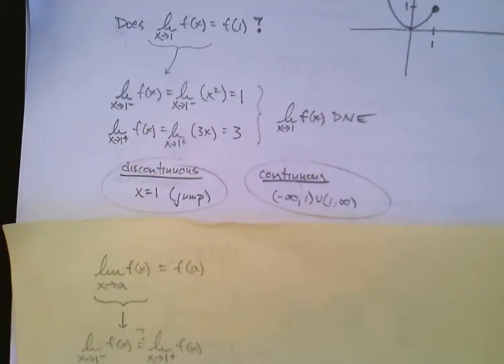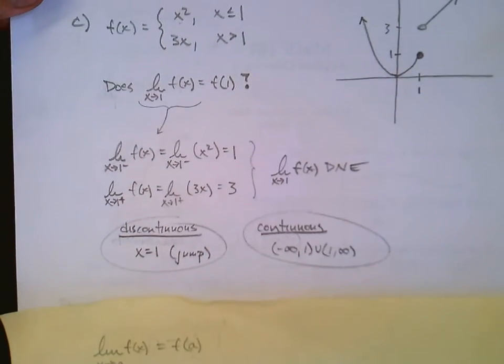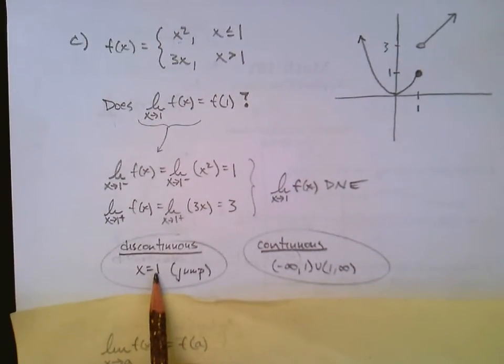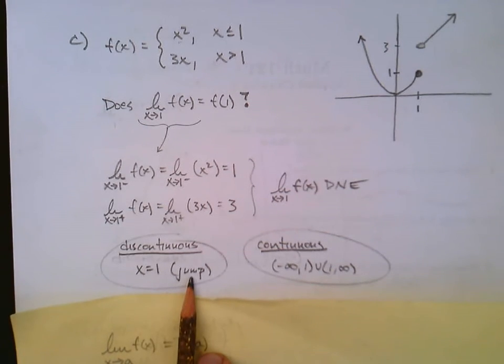Okay, so we can claim, let's keep it all on the screen. Yes, it is discontinuous just at 1. That was the 1 point in question, and it turned out to be discontinuous, and it's a jump.